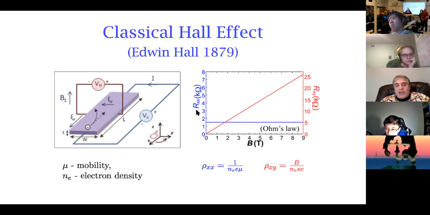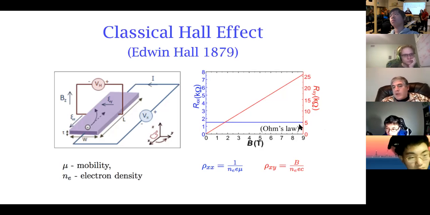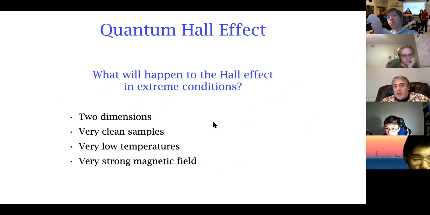On the other hand, if you measure the longitudinal resistance Rxx, so both current and voltage drop are in the same direction X, then you will get more or less a constant. It depends a little bit on the magnetic field because electron paths are curved, but it's more or less constant. And this is Ohm's law. So this is what Hall discovered. This is what people typically expect in an electronic measurement with a magnetic field perpendicular to the sample. Our question is the following: what will happen to this Hall effect in extreme conditions?